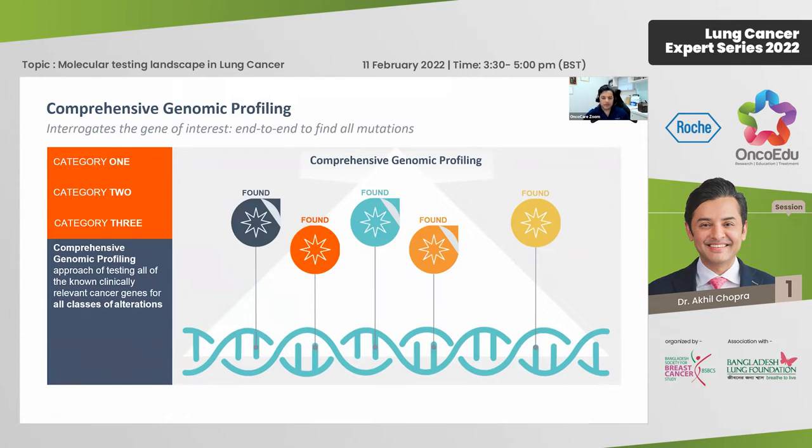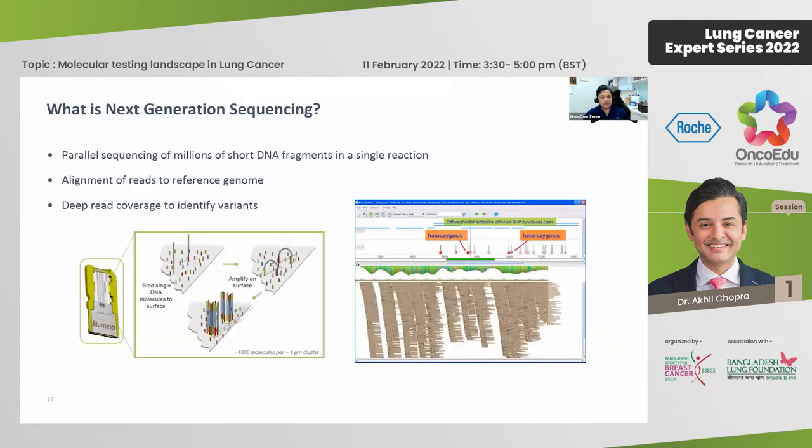And we will talk a little more about this as we go forward in the talk. I've been using this term a lot, next generation sequencing. What does it really mean? I know there are a few pathologists listening to this talk. I'm not a pathologist, but I think basic knowledge is important. Next-gen sequencing is basically parallel sequencing of millions of short DNA fragments in a single reaction.